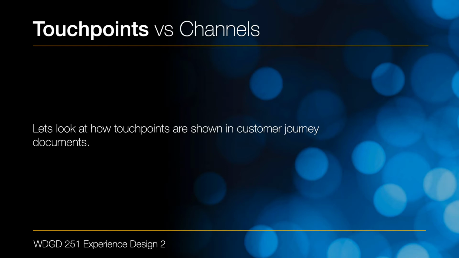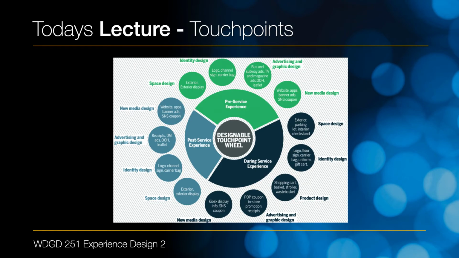So let's have a look at how touch points are shown in customer journey documents, because you're going to be asked to make a customer journey map, and it's good to see what they look like. I think that looking at these will actually explain it way better than all the words I'm using to try to explain it. The one thing about customer journey maps is they're all kind of different. You have quite a bit of creative freedom in how you produce them.